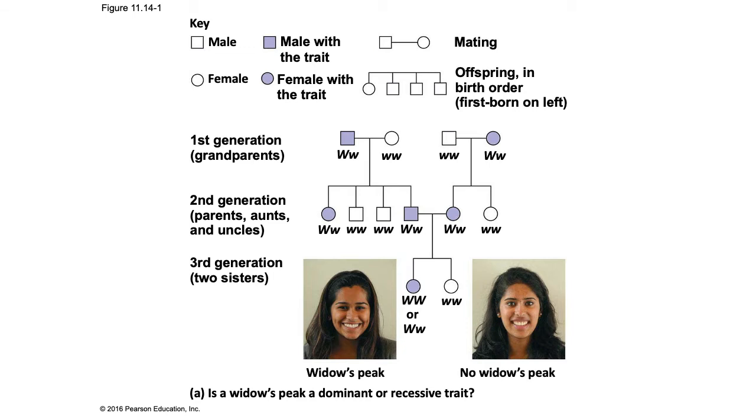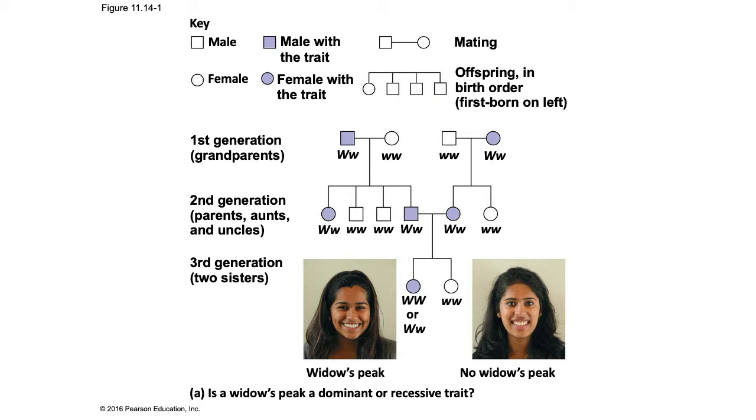Here is that pedigree. So at the bottom, you can see pictures of two sisters. The one on the left has a widow's peak, which is where there's a little point of hair that comes down at the top of your forehead. The sister on the right does not have a widow's peak. The pedigree shows the members of their family that do and don't have this trait.